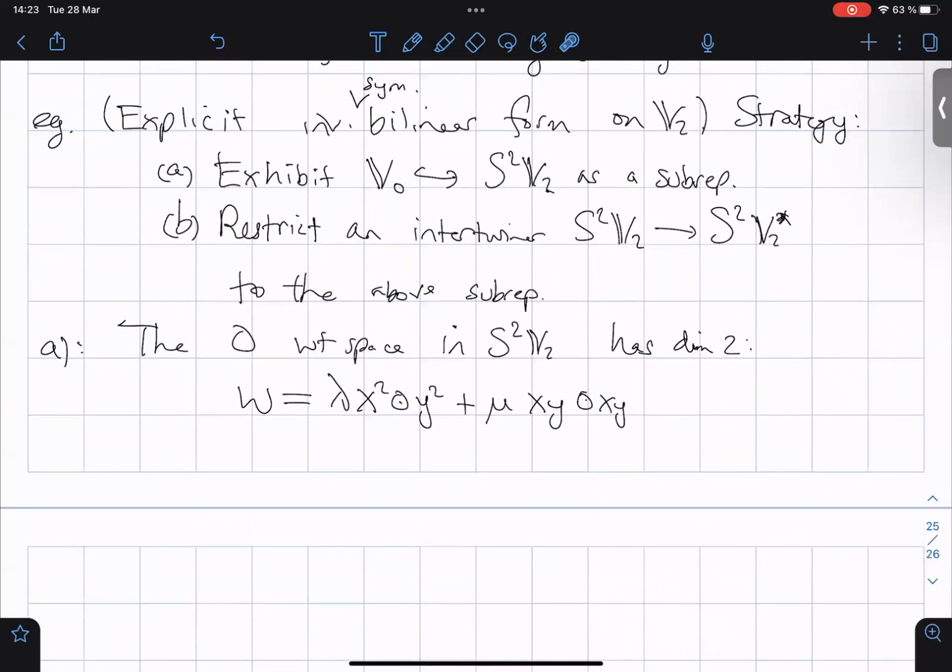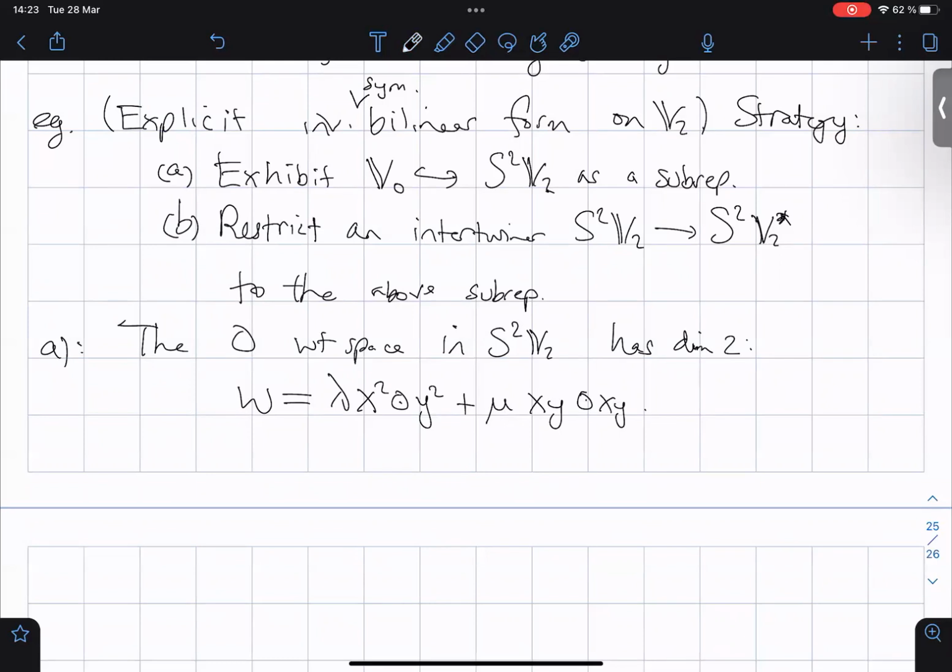Okay, so notice that this guy has weight 0. This has weight 2, this is weight minus 2, and 2 plus minus 2 is 0. This is weight 0, this is weight 0. So certainly this is weight 0, this is weight 0. From our table before, we know that the space is two-dimensional, and so now we know that these guys are spanning this two-dimensional space. So we're going to put some undetermined coefficients in front.